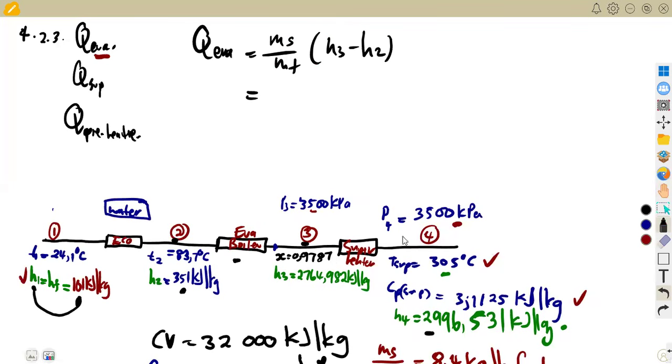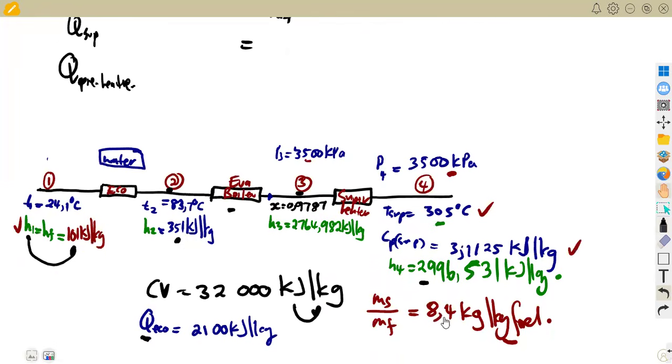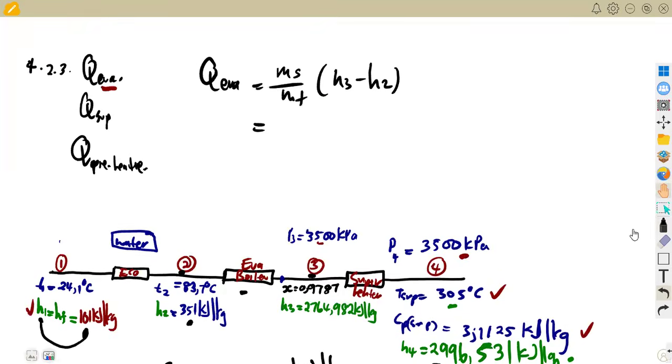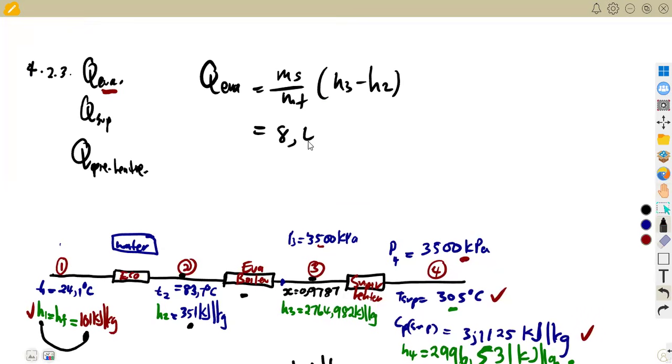All right, so mass of steam over mass of fuel, we calculated this, 8,4 kilogram per kilogram fuel. So we've got 8,4 times H3. Already we've got our H3. We calculated this. We got 2764,982. Remember, that was our H wet there. H2, we stated this before. So this is 351. We're just inserting our values. So that's it. Just like that. So if you have already calculated this, it's not a struggle at all.